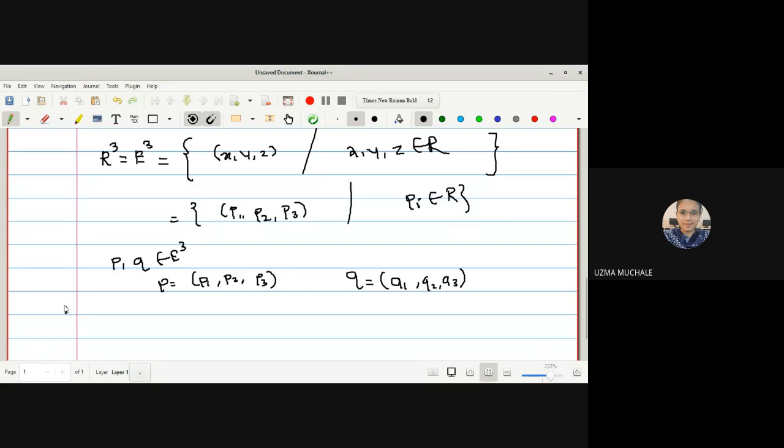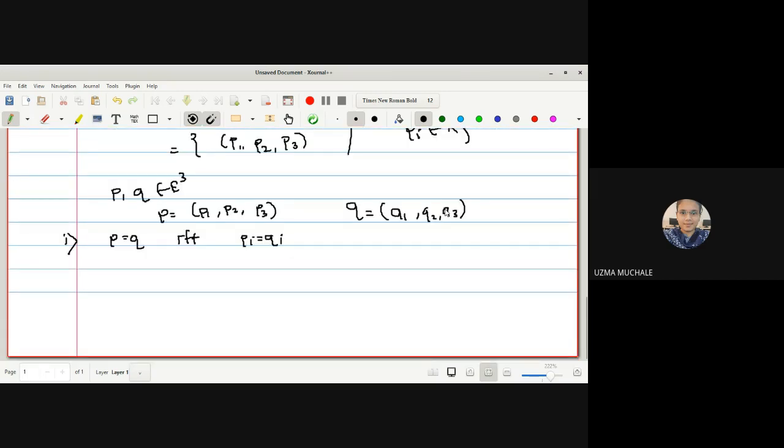So the first point which I have is P equals Q if and only if Pi equals Qi, right? Two points P and Q will be equal only if all their coordinates are equal. That means P1 should be equal to Q1, P2 should be equal to Q2, and P3 should be equal to Q3. Then only we can say that P equals Q. Correct?